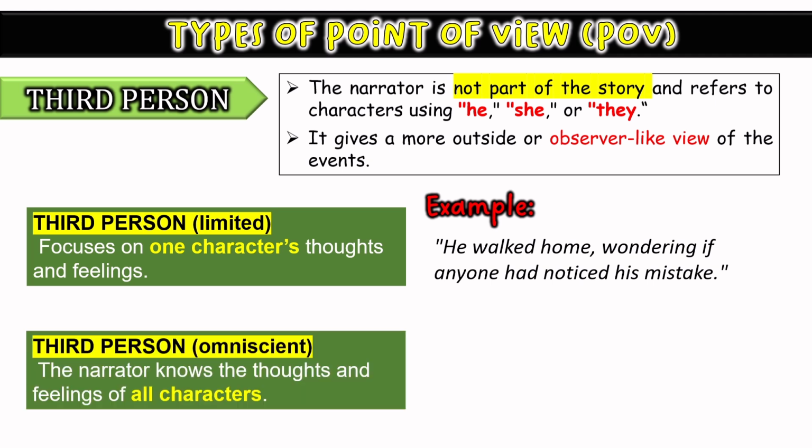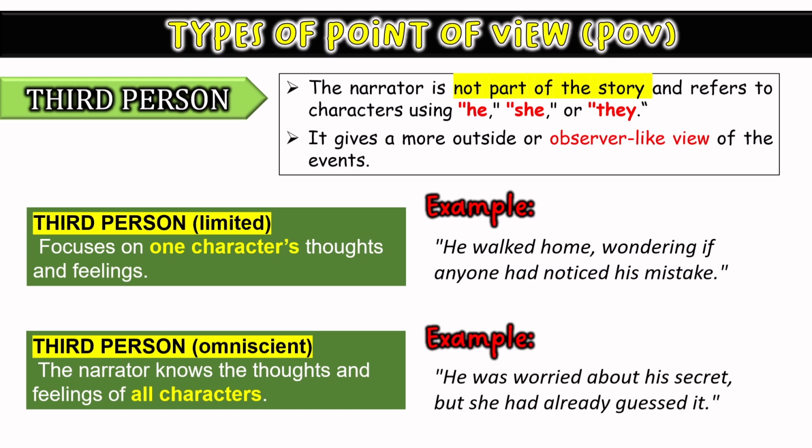Third-person omniscient. The narrator knows the thoughts and feelings of all characters. For example, he was worried about his secret, but she had already guessed it.